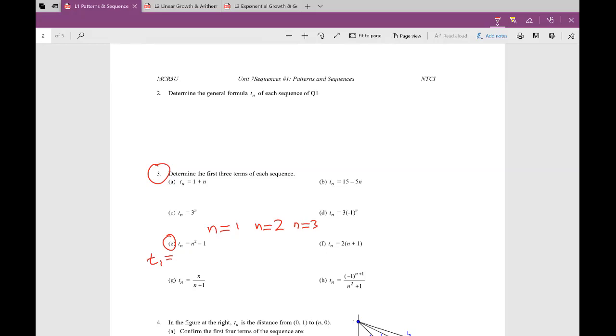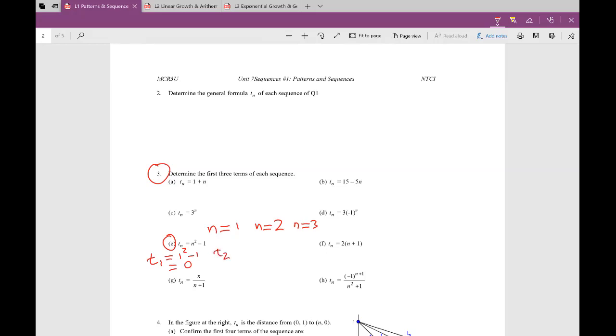So the equation for the general term is n squared minus 1. And so I think a lot of you understand we're going to do 1 squared minus 1. And 1 squared, of course, is 1. 1 minus 1, which is 0. So the first term of this sequence is going to be 0. And we keep on going.